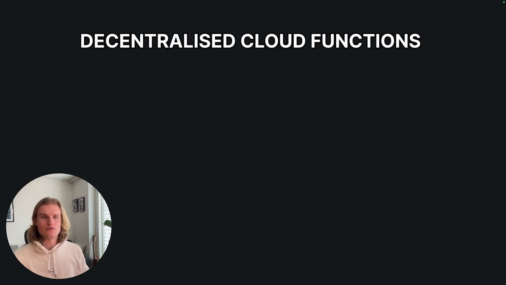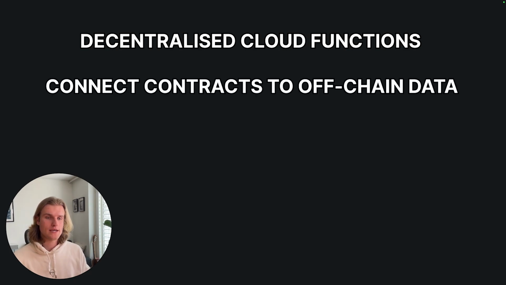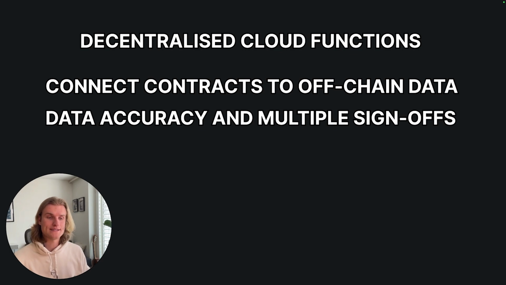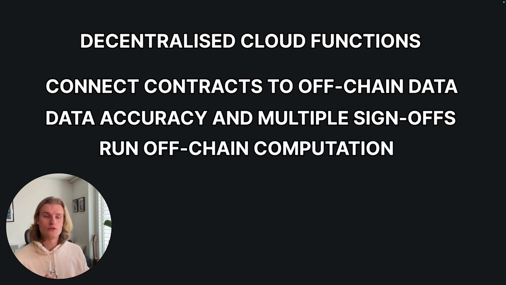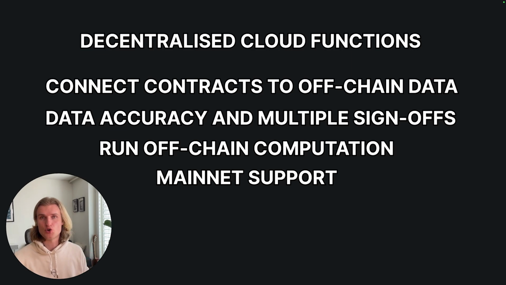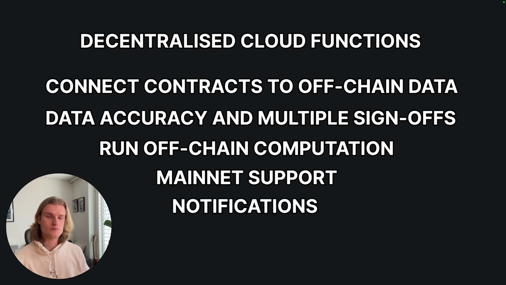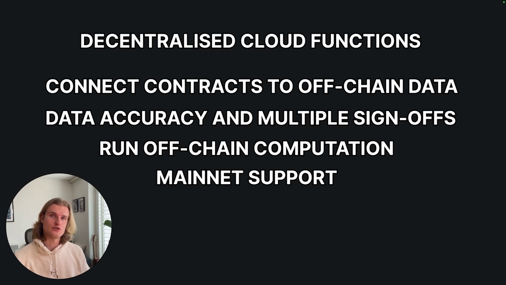So Web3 functions utilize Gelato's decentralized network of nodes to power your serverless cloud function. By adopting this innovative approach, developers can forego traditional providers such as AWS or Google Cloud in favor of a Web3 native infrastructure. So Gelato's Web3 functions can be thought of as decentralized cloud functions that enable Web3 developers to connect their smart contracts to off-chain data, ensure this data is accurate and is signed off by multiple parties, run off-chain computation, execute transactions on all major blockchains that Gelato supports, and send notifications triggered by events or state changes.